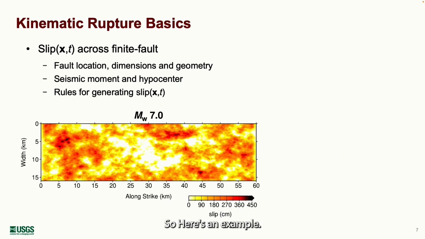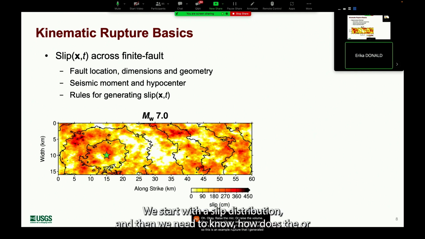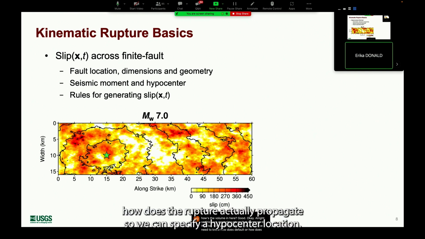So here's an example. This is just one rupture realization that I generated, and I'll talk a little bit more about some of the rules for that in a moment. All right, so this is an example rupture that I generated. We start with a slip distribution, and then we need to know how does the rupture actually propagate. So we can specify a hypocenter location.